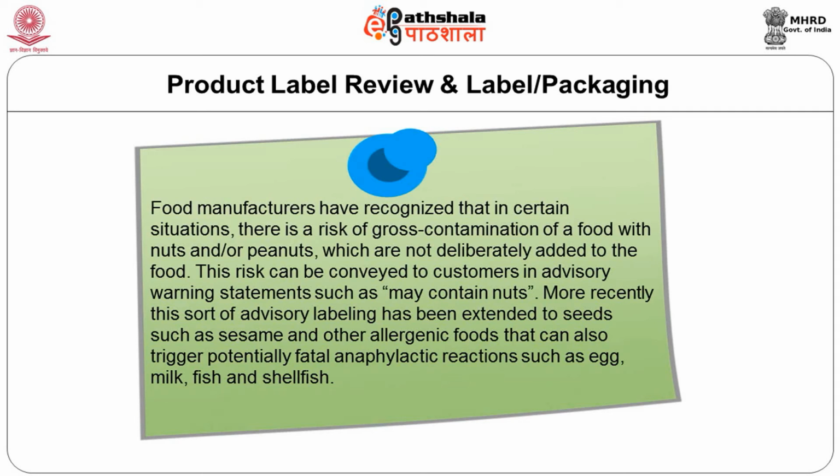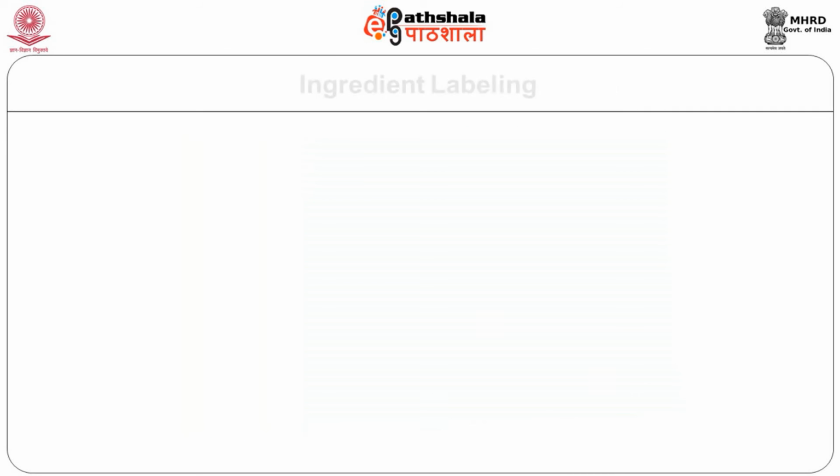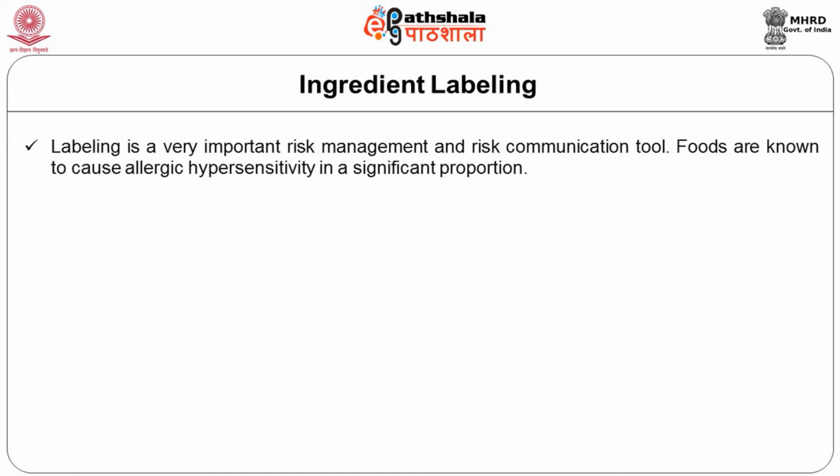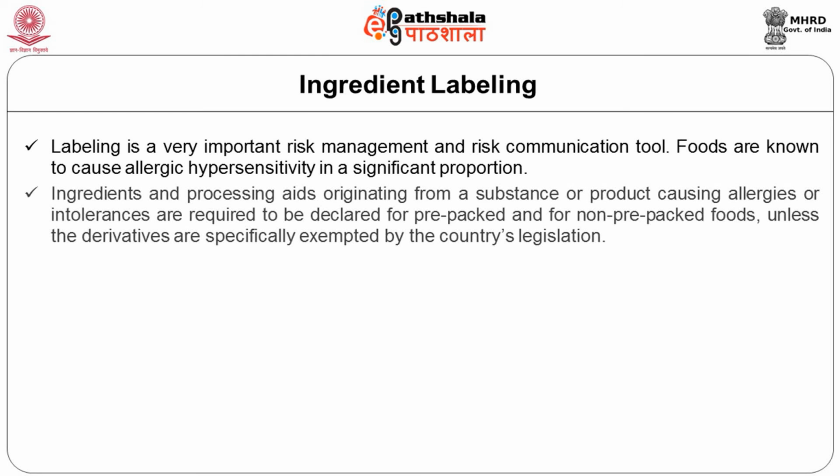This can also be facilitated by what is known as ingredient labeling. Labeling is a very important risk management and risk communication tool, and foods are known to cause allergenic hypersensitivity in a significant proportion of people. Ingredients and processing aids originating from a substance or product causing allergy or intolerances should therefore be declared on the pre-packed or non-pre-packed foods unless the derivatives are specifically exempted by the country legislation.